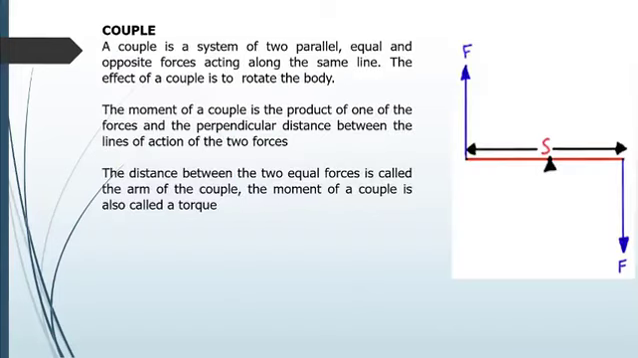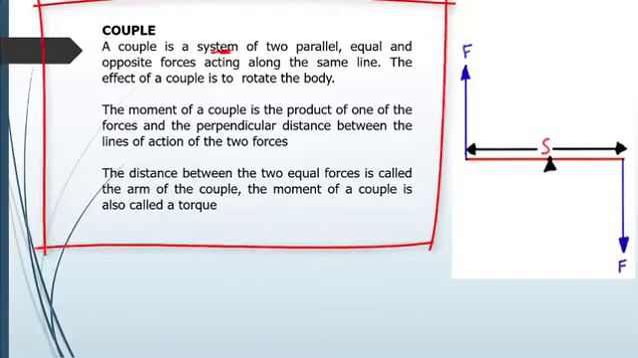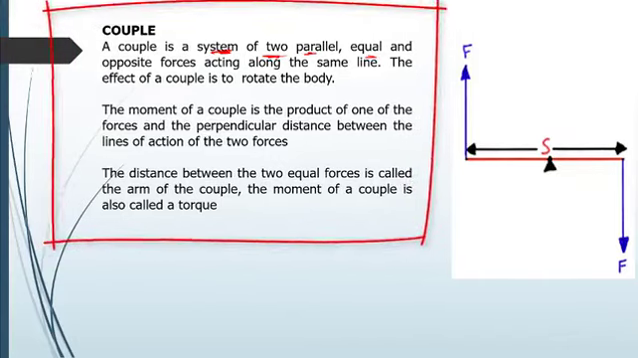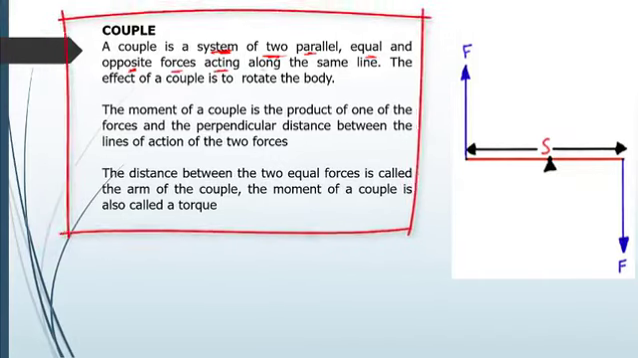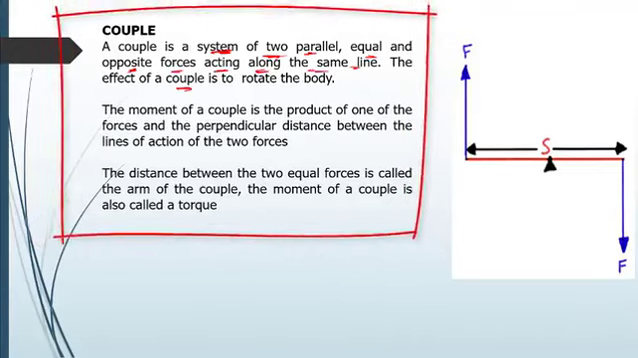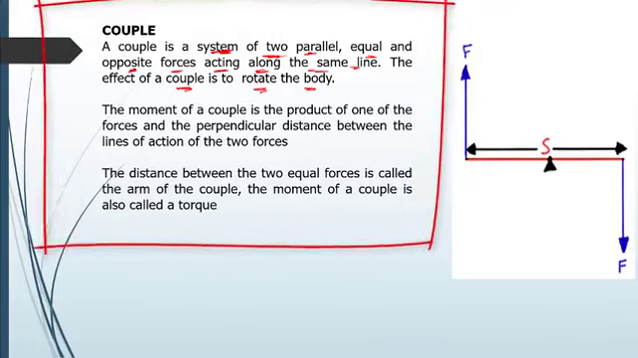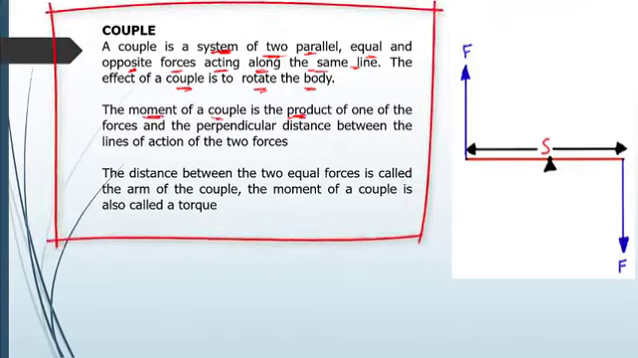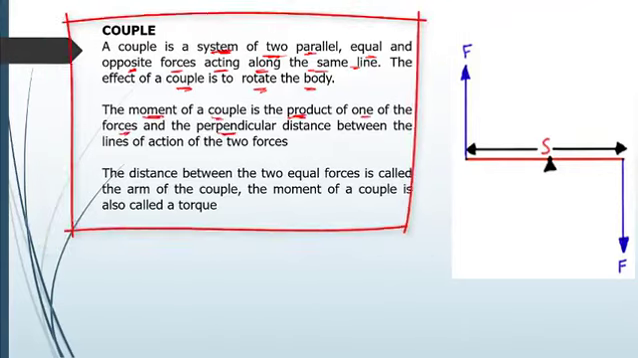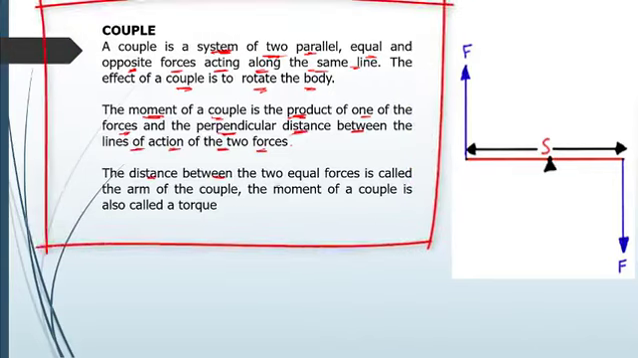At this point, let us talk about a couple. A couple, put simply, is a system of two parallel but equal and opposite forces acting along different lines. What a couple does basically is to get a body rotating. Its main function is to rotate a body. The moment of a couple, put simply, is the product of one of the forces and the perpendicular distance between the lines of action of the two forces. The distance between the two equal forces is what we call the arm of a couple.